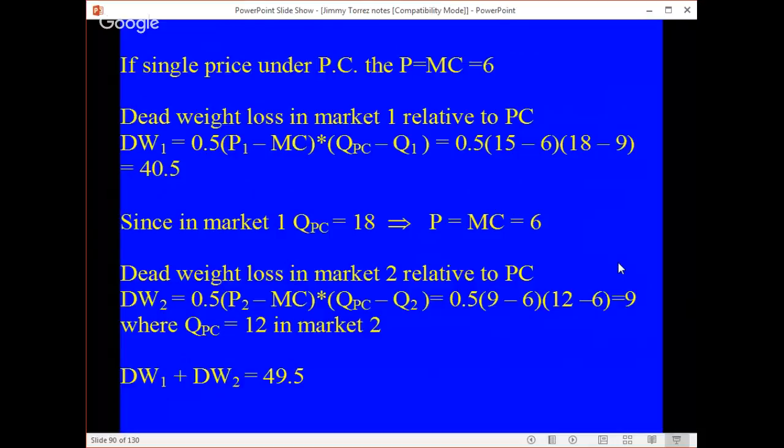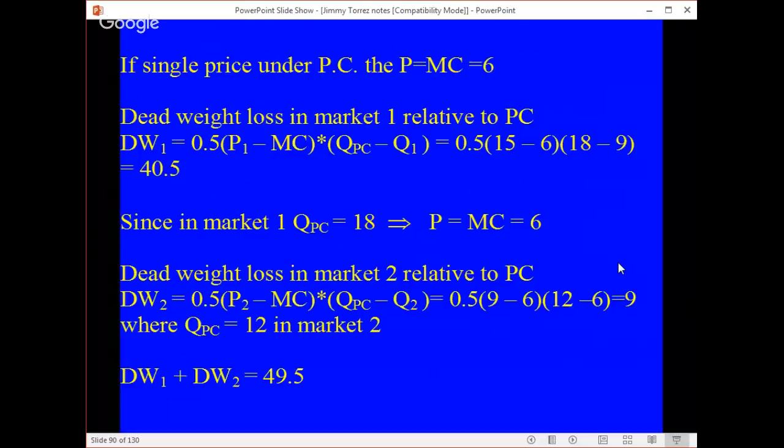So if I'm a single price monopolist, the deadweight loss is going to be those two triangles. And I do this just like we did before. You take the P1 minus marginal cost, so 0.5 times (P1 minus cost) times (QPC minus Q1). In this case, this would be QPC, this would be Q1, so it'd be that area.